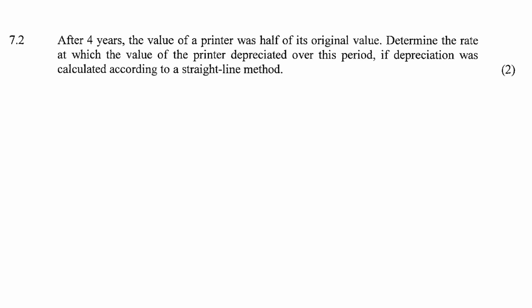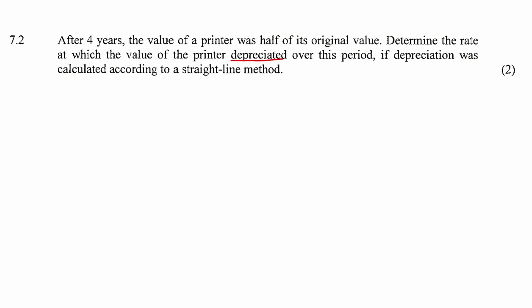After 4 years, the value of a printer was half the original value. Determine the rate at which the value depreciated if it depreciated according to the straight line method. Okay, there's a few things we need to unpack here. Number one is whenever you buy something, maybe let's say your parents have a car. What happens to the value of a car over time? Well, it goes down. We call that depreciation. Here we can see that they said the printer depreciated.